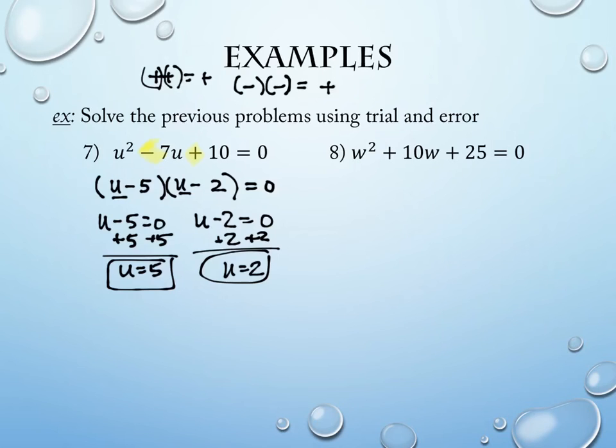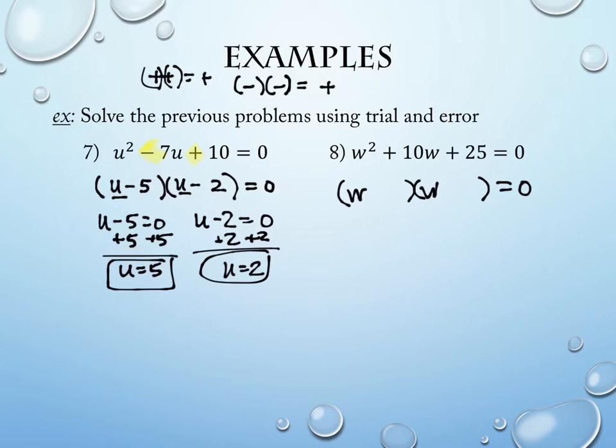All right. The other one, okay, w squared plus 10w plus 25. I start out by setting up my parentheses equal to 0, right? That's the trial and error method. It just starts out with parentheses. Again, I have that coefficient of 1 at the beginning. So what will I have to multiply together to get w squared? W and w. So the beginning is easy. This one's actually really easy because all the signs are positive, right?